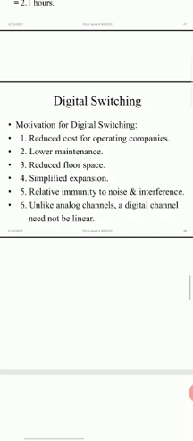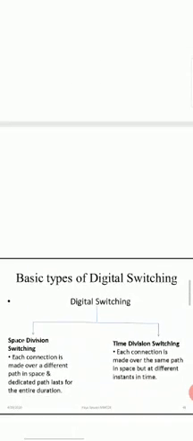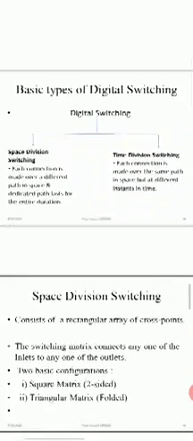Unlike an analog channel, a digital channel need not be linear, as we have to retrieve the signal as it is, with less interference at the receiving end. Analog signals have to adopt more sophisticated technology and more hardware compared to digital switching. So digital signals are preferred in voice communication, and they need not be linear as we are dealing with zeros and ones in digital switching.